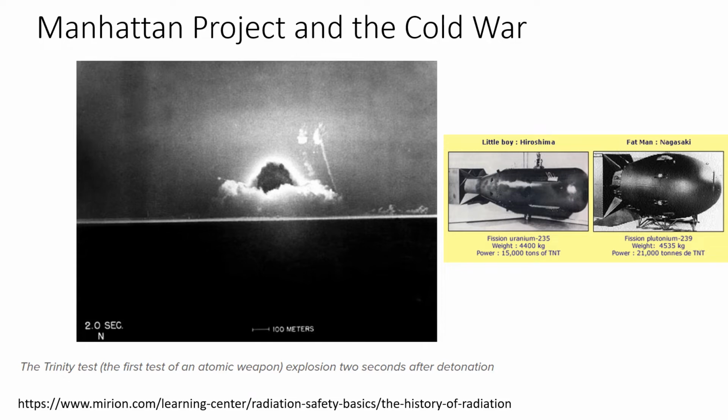On July 16, 1945, in a remote desert location near Alamogordo, New Mexico, the first atomic bomb was successfully detonated. This is called the Trinity test. As shown in the figure, this is the first test of an atomic weapon, showing the explosion 2 seconds after detonation. It created an enormous mushroom cloud some 40,000 feet high, ushering in the atomic age.